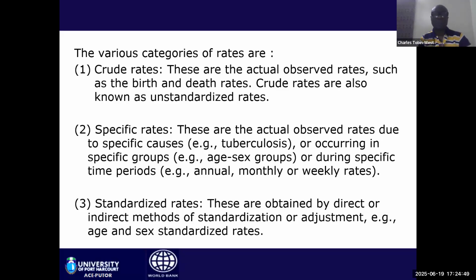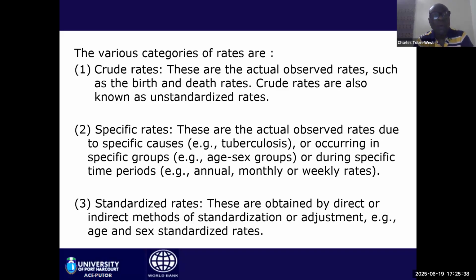Then we have specific rates. Specific rates are better. These are actual observed rates due to specific causes. Maybe death rate due to TB, death rate between sexes, age and sex, annual death rates, death rates specific for those months or weeks, death rate due to a particular disease, death rate among a particular age group. So these are specific rates. They are more useful in epidemiological terms. But crude rates, we also use for planning. Then we have the standardized rates.